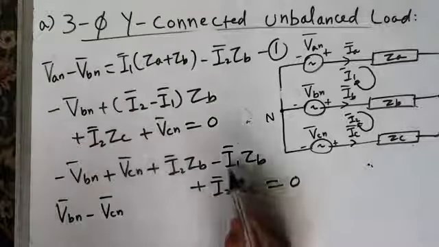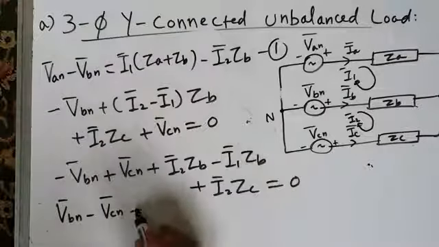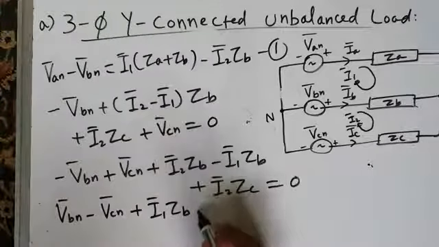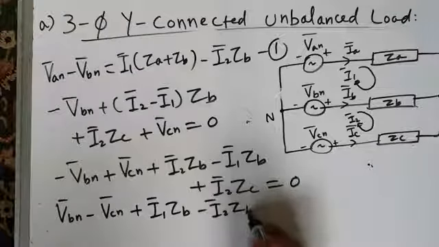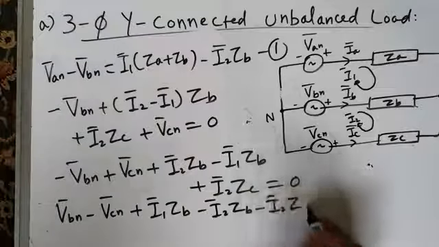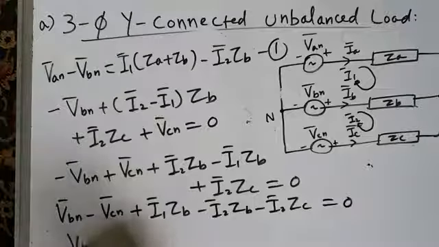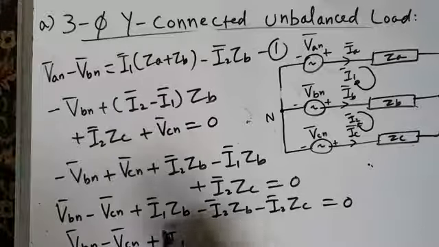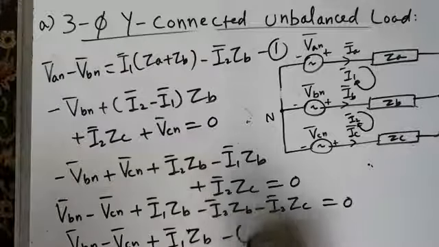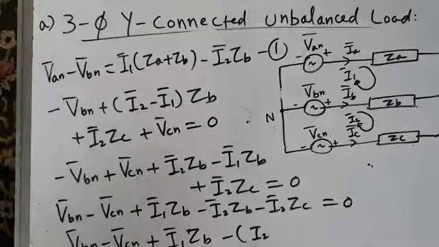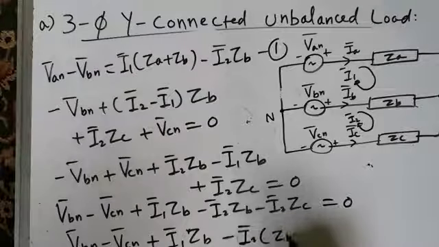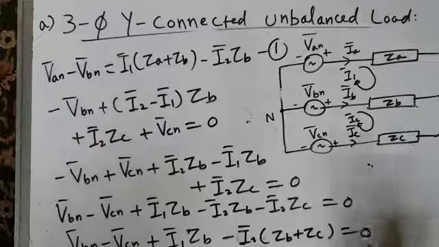Okay. Let me first of all write this I1 term. So this will become plus I1 ZB. Okay, and then minus I2 ZB, then minus I2 ZC equal to 0. Or I will get VBN minus VCN plus I1 ZB minus, I will take I2 out common. When I take I2 common, minus I2, what I get inside is ZB plus ZC equal to 0.